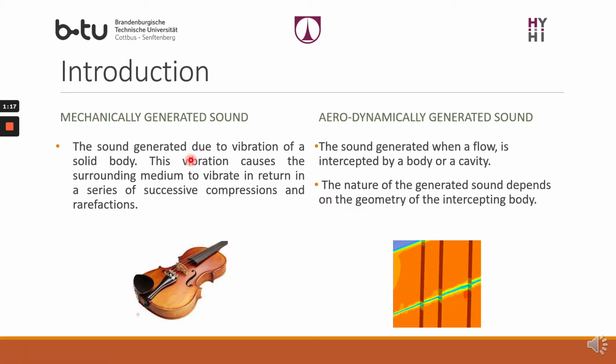Mechanically generated sound is the sound that is created due to the vibration of a solid body. This vibration causes the surrounding medium particles to vibrate in return, creating the pressure wave. On the other hand, aerodynamically generated sound is the sound that is generated when a flow is intercepted by a body or a cavity. This interception creates the pressure change in the flow, which may later turn into a pressure wave. And needless to say, the generated sound would mainly depend on the geometry of the intercepting body.